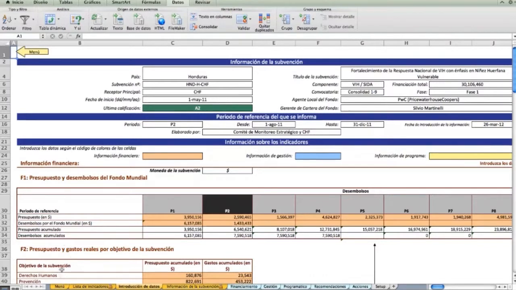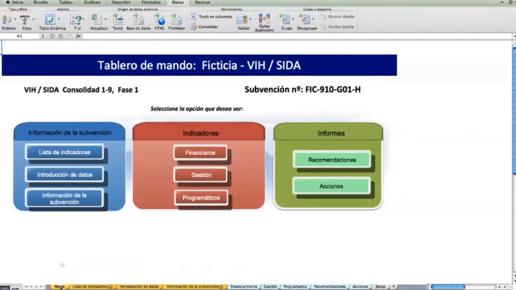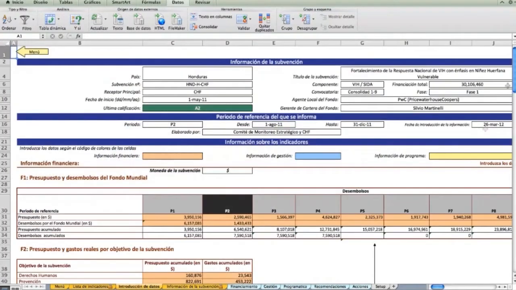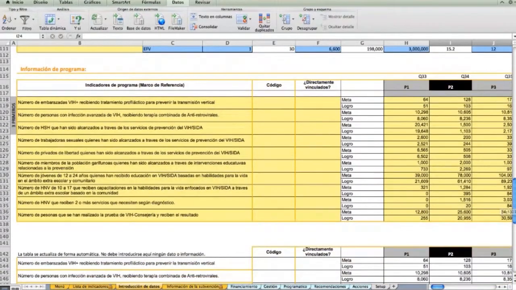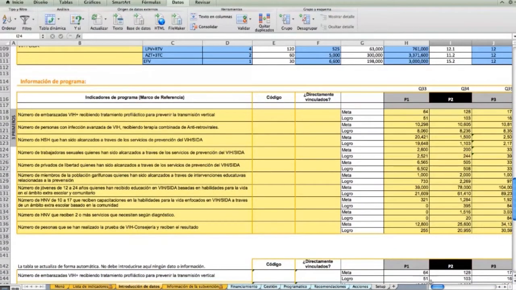We start by entering our dashboard, and as always, on our main menu page, we can access the page for inputting data. In the page for inputting data, as we have already seen, there are 3 different colors, and the color yellow means the correct place to input any programmatic information. Remember, we only have one page to introduce information, and after the management indicators, we arrive at the programmatic indicators.